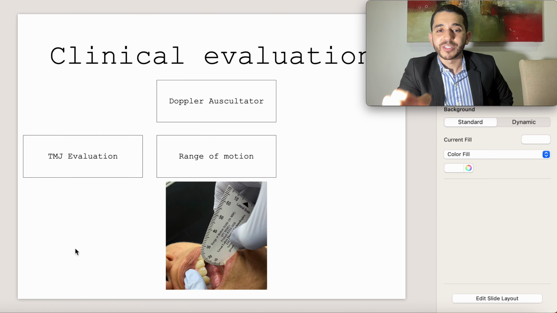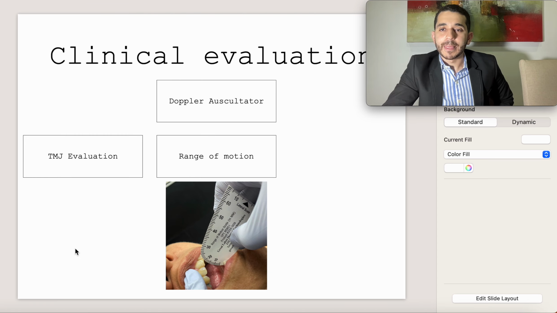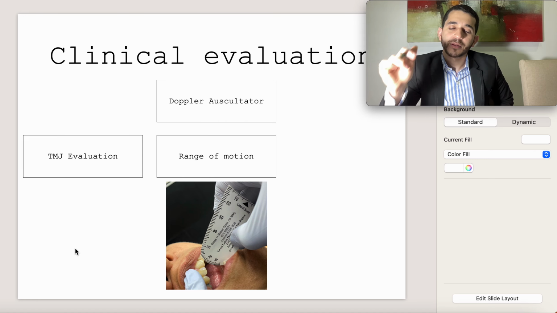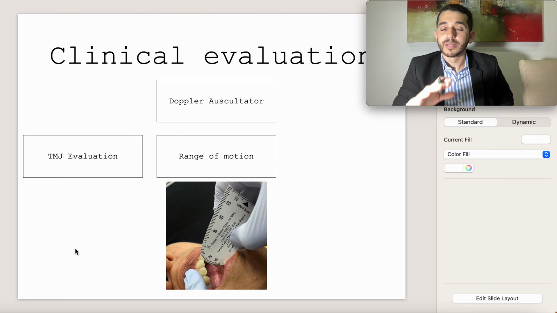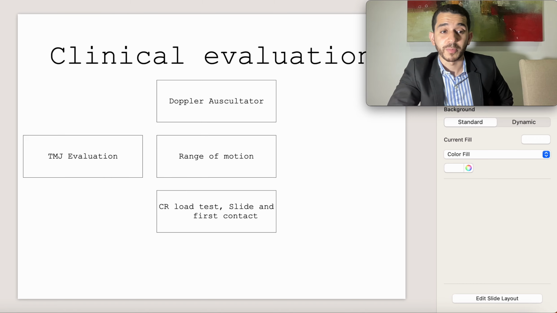We're going to measure the range of motion, and we will need to measure the range of motion because we already have normal measurements. So we need to measure maximum opening, lateral left, lateral right, protrusive movement, overjet, and overbite. If we are not between the normal measure limits, we might suspect that there is an intracapsular or extracapsular problem in the TMJ going on. So it's really important, this information.